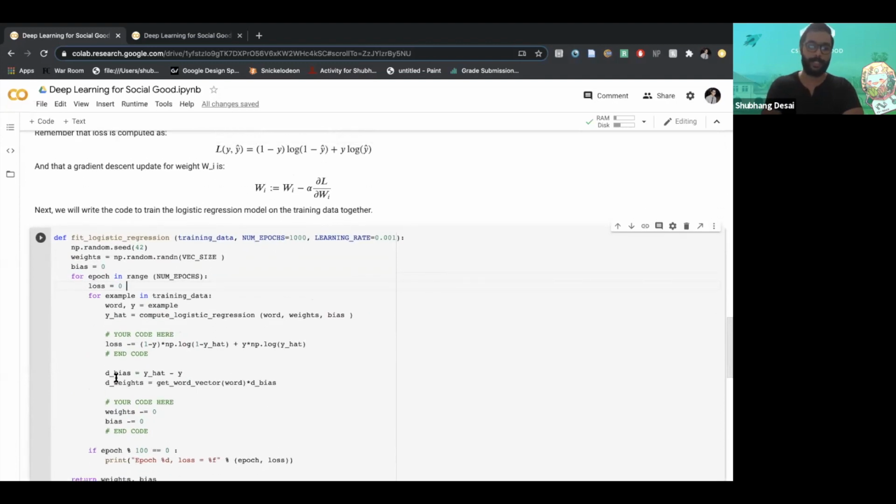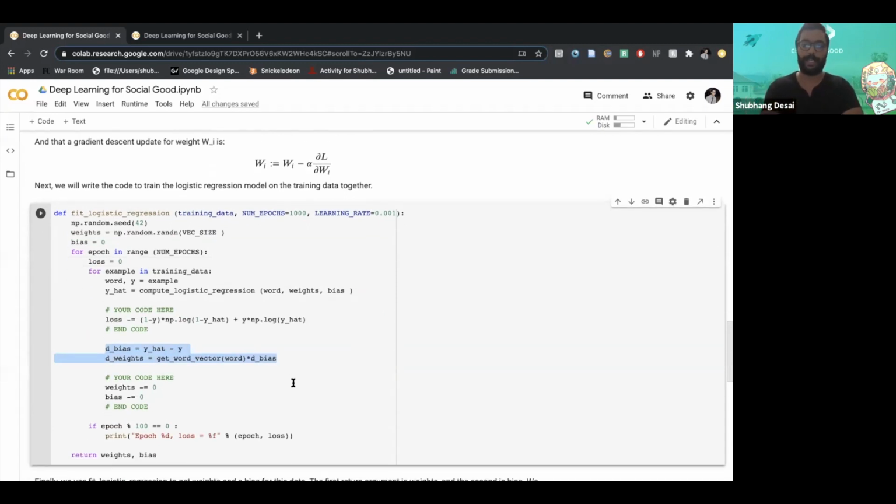Okay. Here we've computed the gradients. I'm not going to go into the math of why this is the gradient. Just assume that it is. We'll probably talk more in depth about that in our next workshop, but here's what they are.